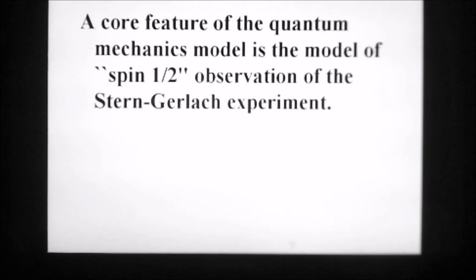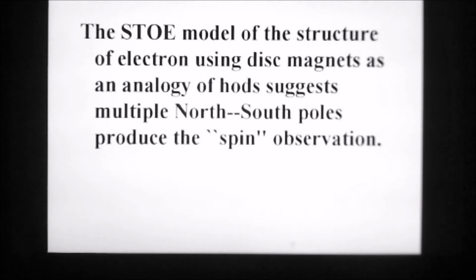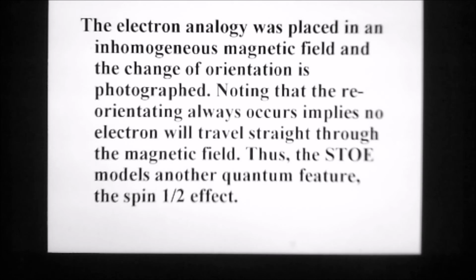A core feature of the quantum mechanics model is the model of spin 1/2 observation of the Stern-Gerlach experiment. The STOE model of the structure of the electron uses disk magnets as an analogy of how multiple north-south poles produce the, quote, spin observations. There is no spin. The electron analogy was placed in an inhomogeneous magnetic field, and the change of orientation is photographed. Noting that the reorientation always occurs implies no electron will travel straight through the magnetic field. Thus the STOE model explains another quantum feature.